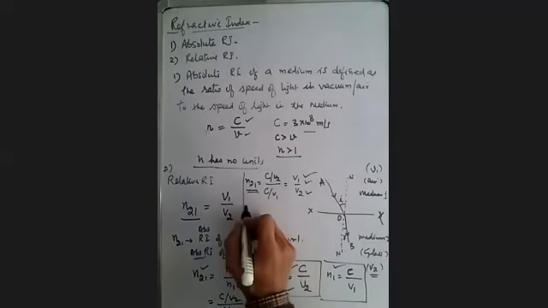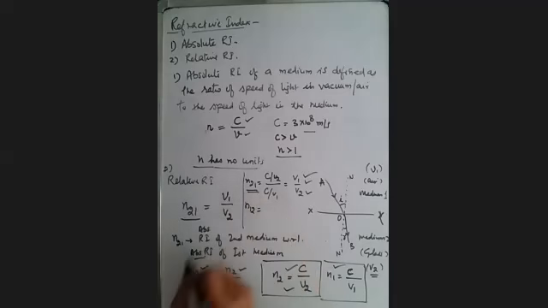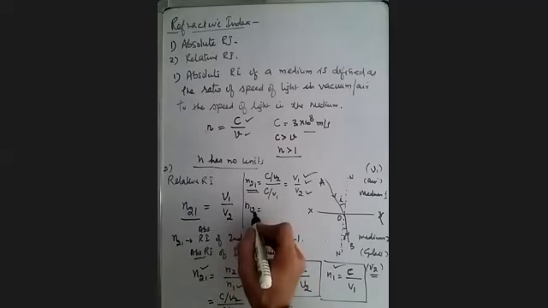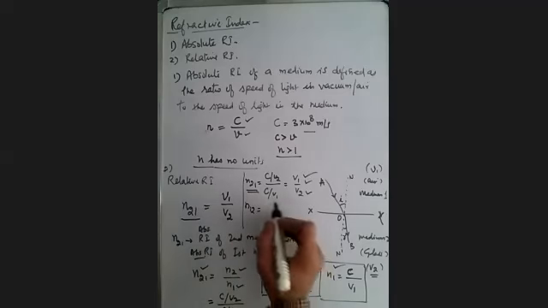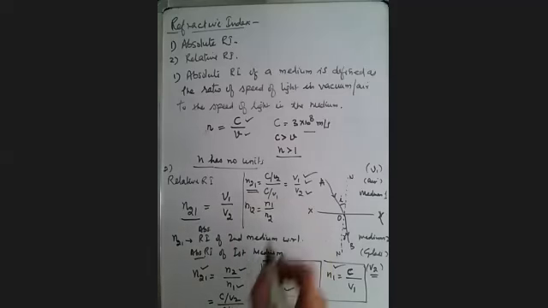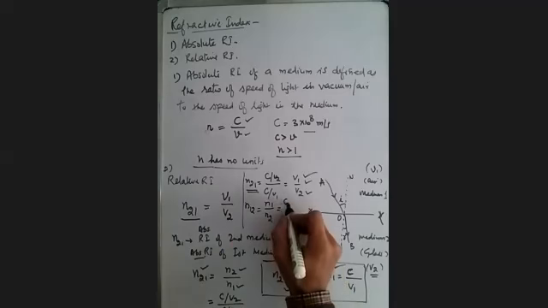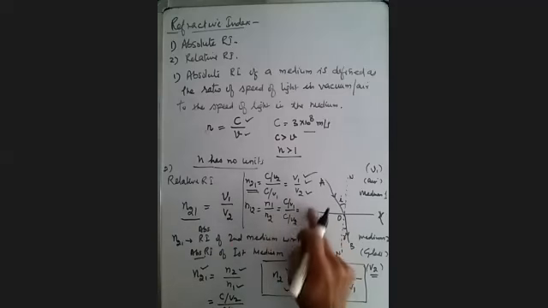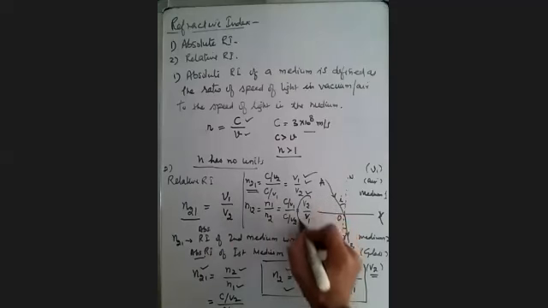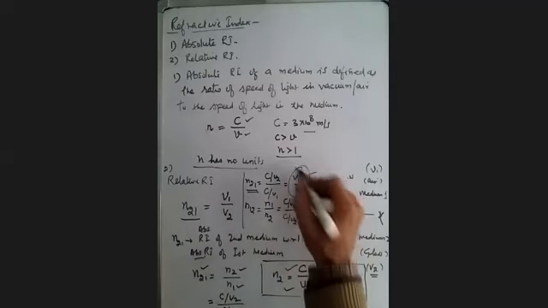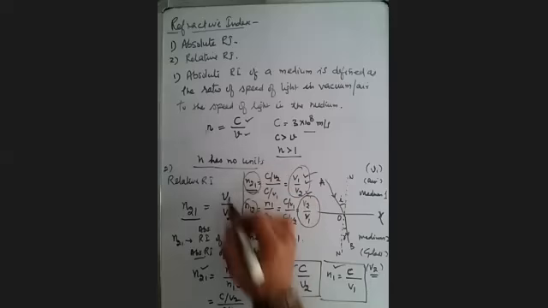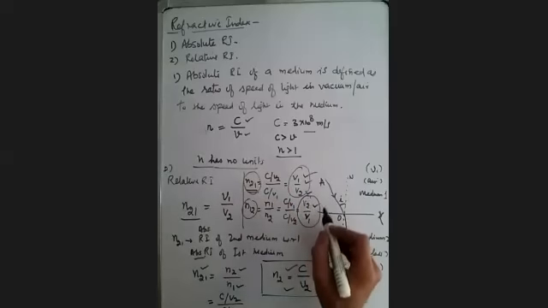Similarly, we can also write down n12. If you want to find out the refractive index of first medium with respect to second medium, it will be refractive index of first medium divided by refractive index of second medium. Now put these values, c upon v1 divided by c upon v2. What you get is v2 divided by v1. So refractive index of first medium with respect to the second medium is equal to speed of light in the second medium divided by speed of light in the first medium.